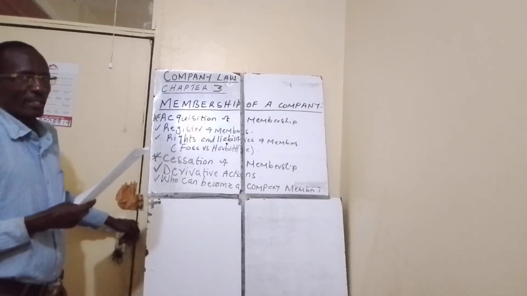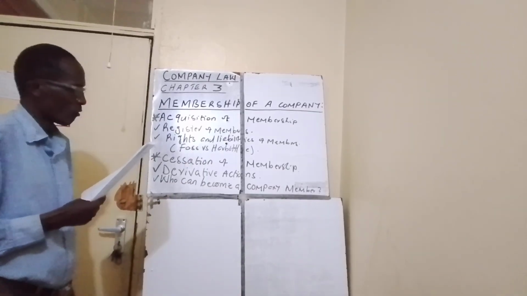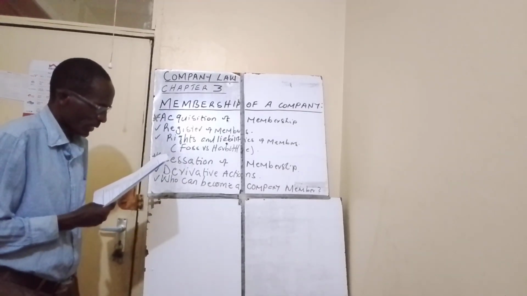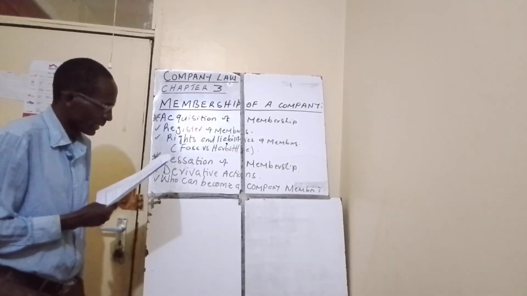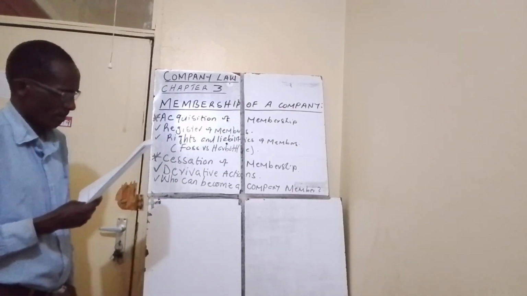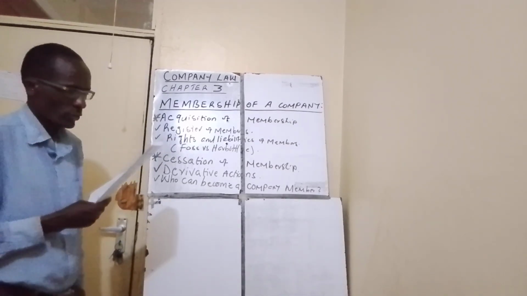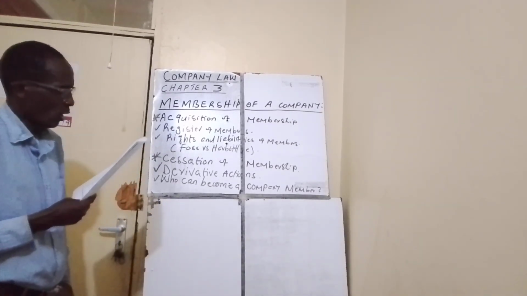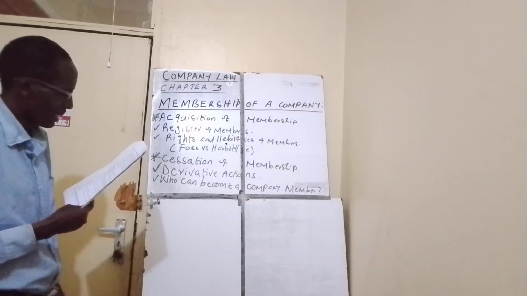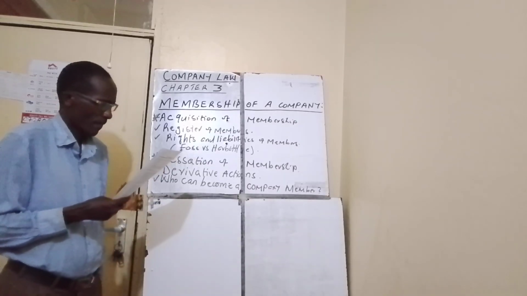These are people who have attained the age of majority. These are persons who are over 18 years. Their contract with the company is binding and enforceable by either party. These members are liable to pay costs and all other liabilities arising on the shares held. So adults. Number 3, personal representatives.